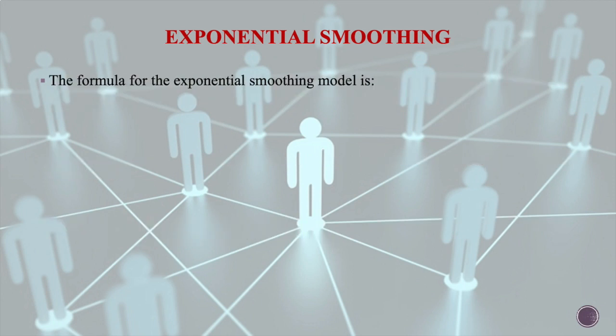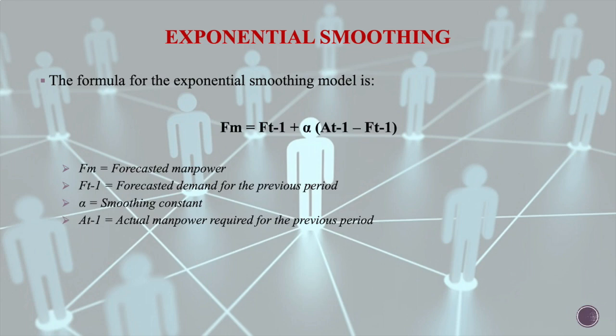You need to remember the formula for the exponential smoothing model: the forecasted manpower equals the forecasted demand for the previous period, that is F(t-1), plus the smoothing constant alpha, multiplied by the actual manpower required for the previous period minus the forecasted demand for the previous period.